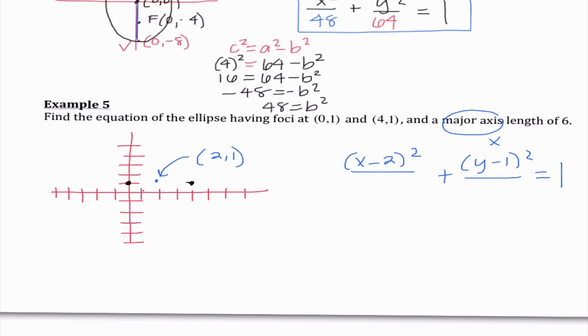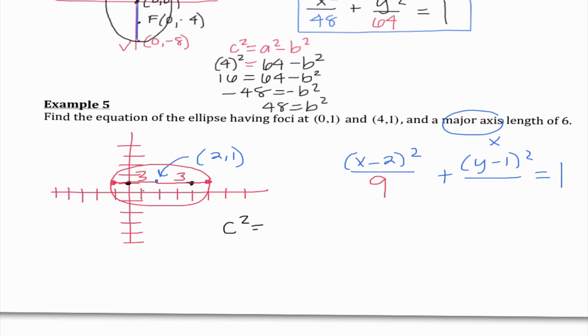Now a major axis length of 6 tells me I'm moving out 1, 2, 3, 1, 2, 3. Okay, so I'm moving out 3 in each direction. This is just a quick sketch of what this could possibly look like. Remember, the sketch is just to help me out. If I move 3 in one direction, 3 squared gives us 9. So 9 is going to be the x denominator. The reason why it's the x denominator is because I'm moving in the x direction.